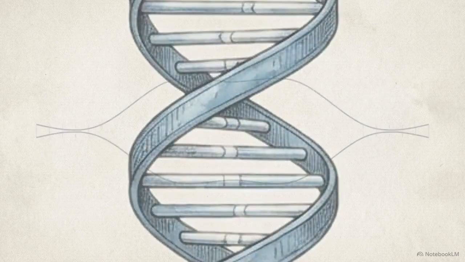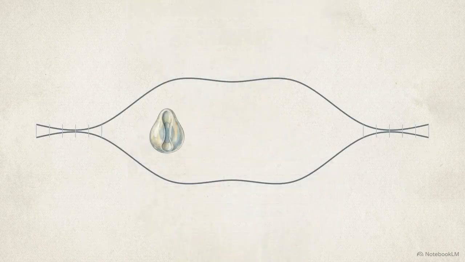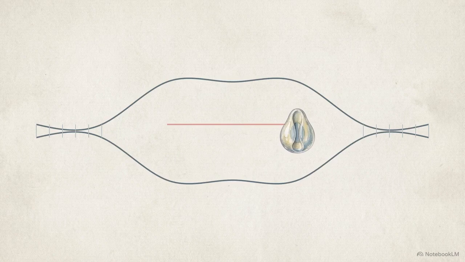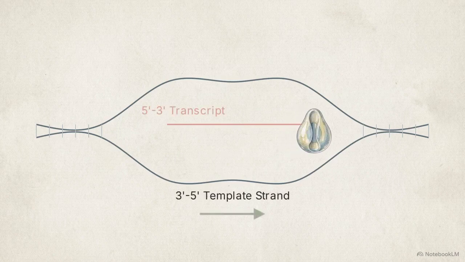This schematic shows an unwound DNA transcription unit. The enzyme RNA polymerase dictates a rigid directional rule. It can only polymerize in one direction. Because of this rule, the RNA transcript is actively built in the 5' to 3' direction, using the 3' to 5' DNA strand as its physical guide. This guide is known as the template strand.